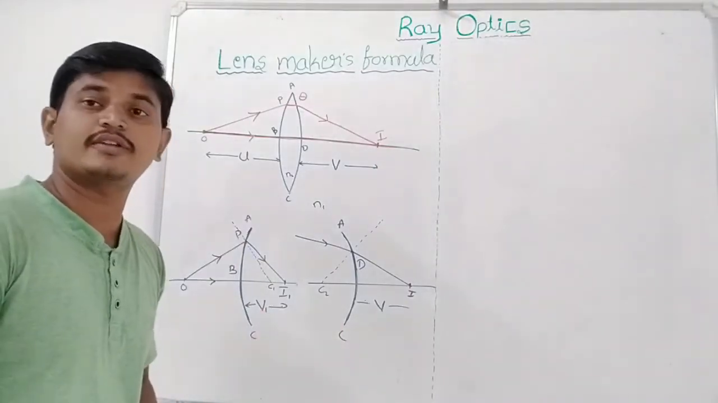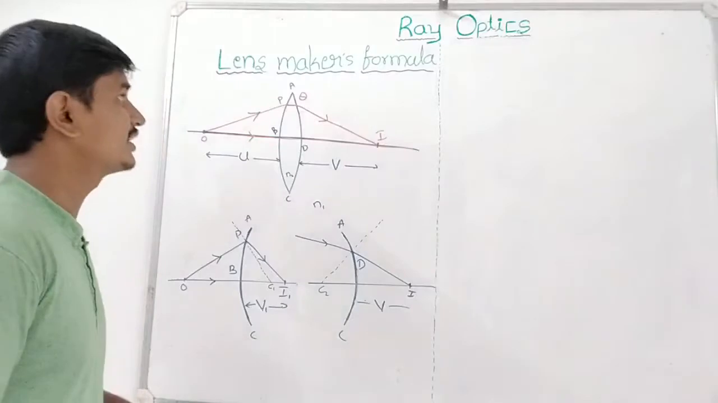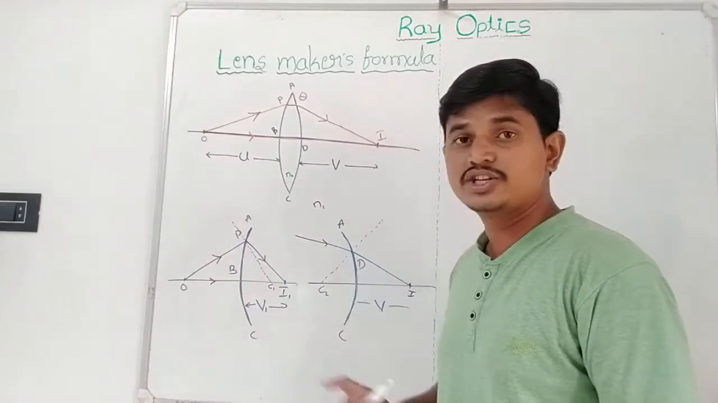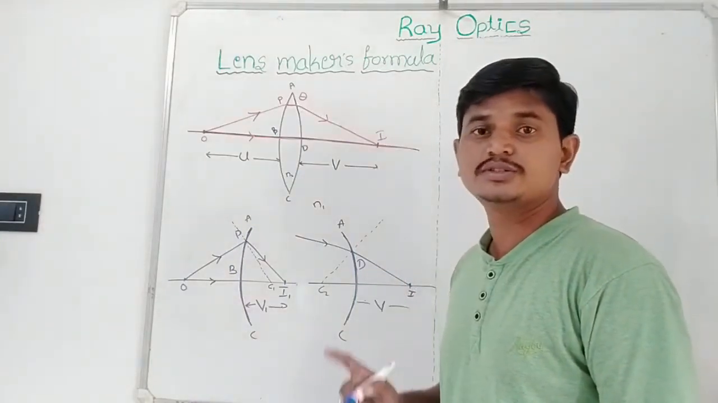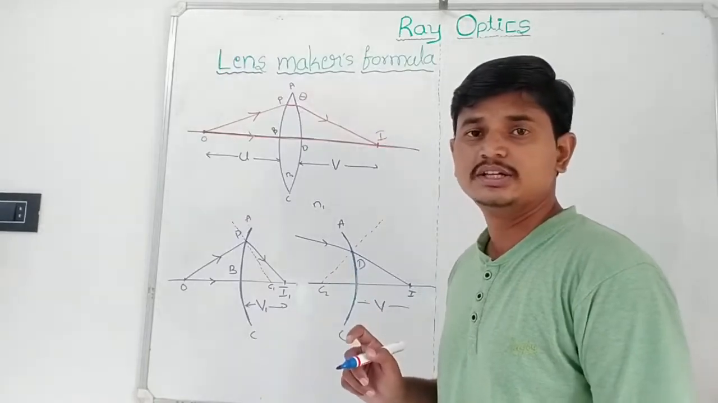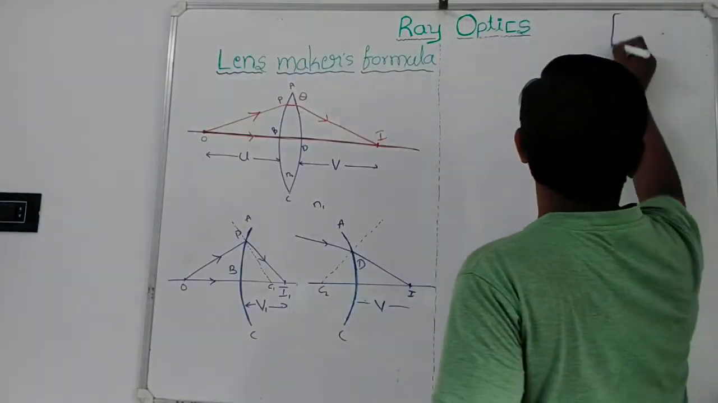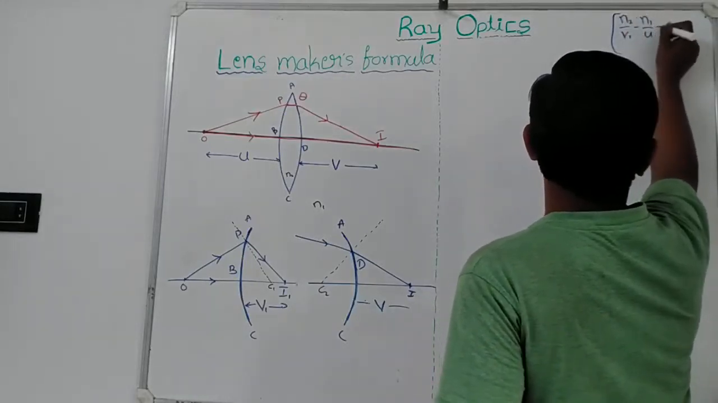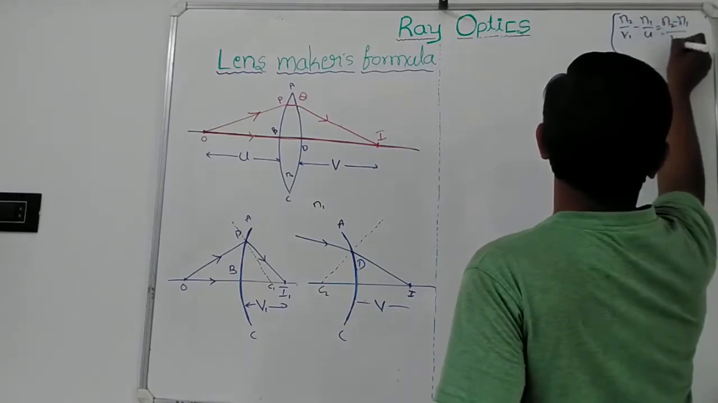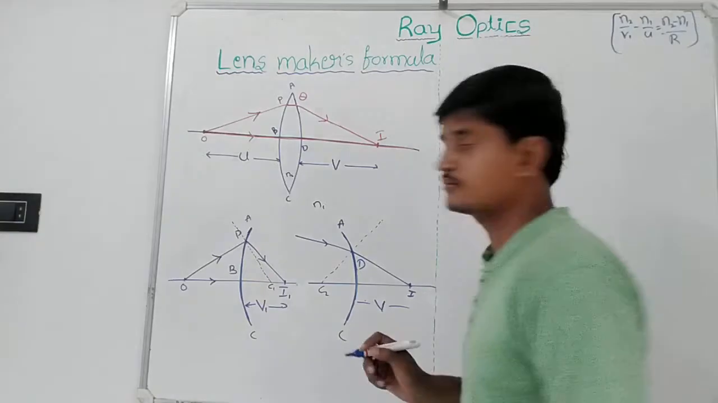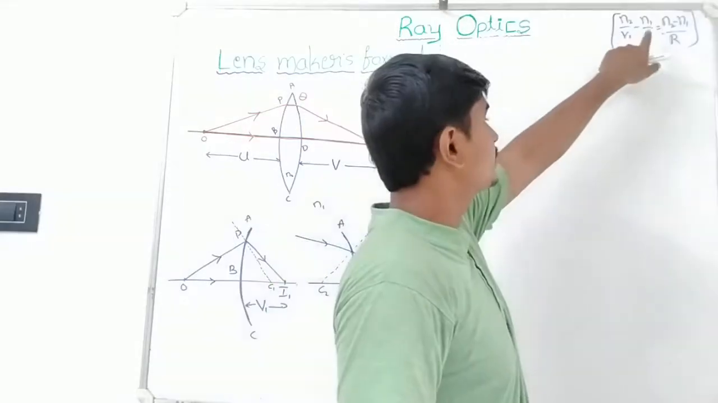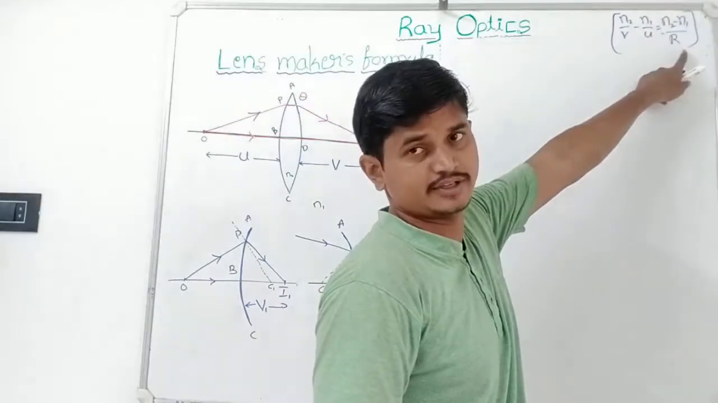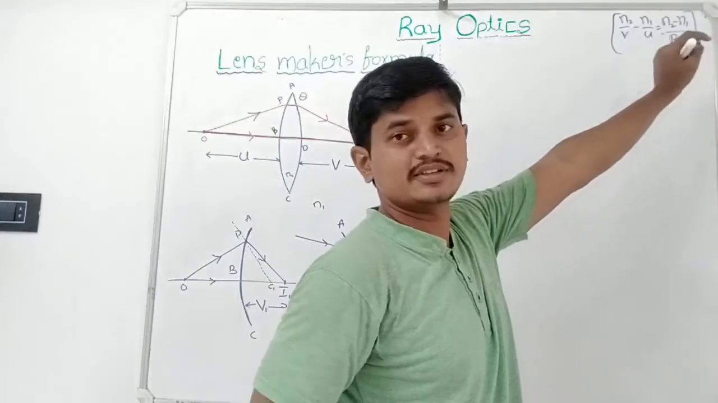Then by the use of the refraction at a spherical surface relation, we can write this expression. I told that the relation for refraction at a single spherical surface is N2 by V1 minus N1 by U is equal to N2 minus N1 divided by R. This is the relation of the object distance and image distance in terms of refractive index and radius of curvature. This is the refraction at a spherical surface relation.